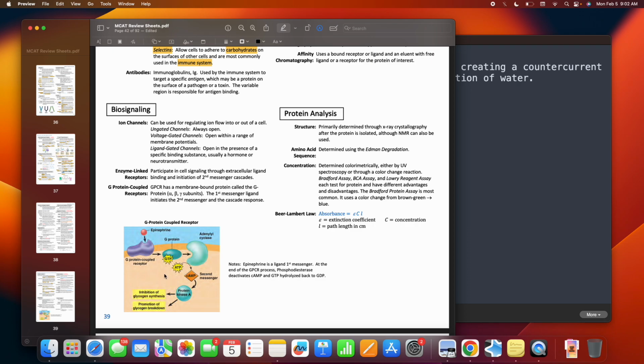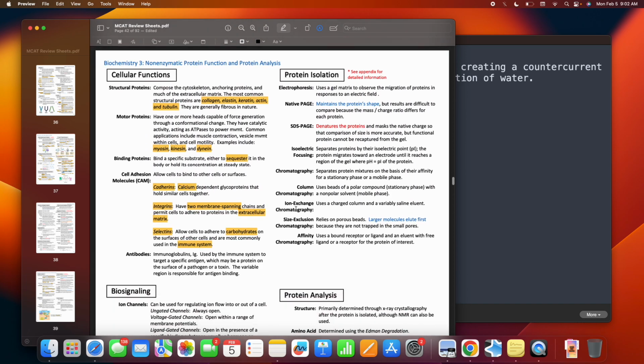So at the end of the GPCR process, when everything wants to go back to normal, this GDP that was once here comes back and replaces the GTP by hydrolyzing GTP. If you remember, with hydrolyzation, we can take a phosphate group out of this with phosphatase. So we have phosphodiesterase that deactivates cAMP.